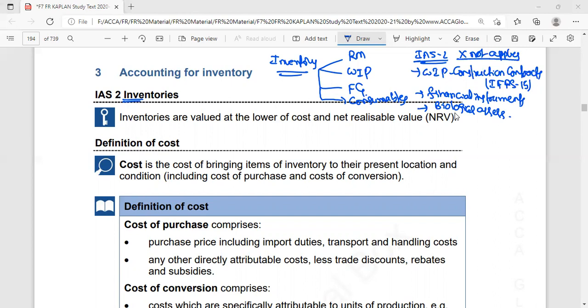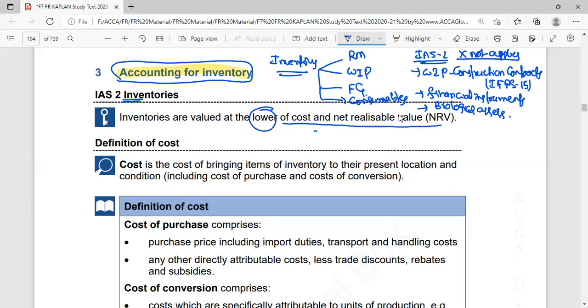Coming to the main objective of inventory valuation, IAS 2 prescribes the accounting treatment for inventory. Generally, inventory is valued at cost or NRV, whichever is less. And this is framed as per which concept? Conservatism. Here we have to define what is meant by cost and what is meant by NRV.